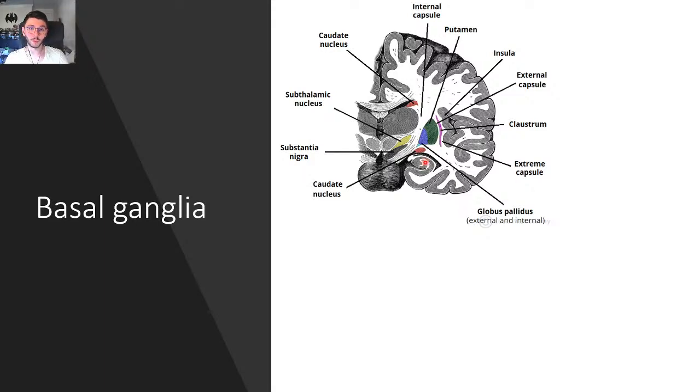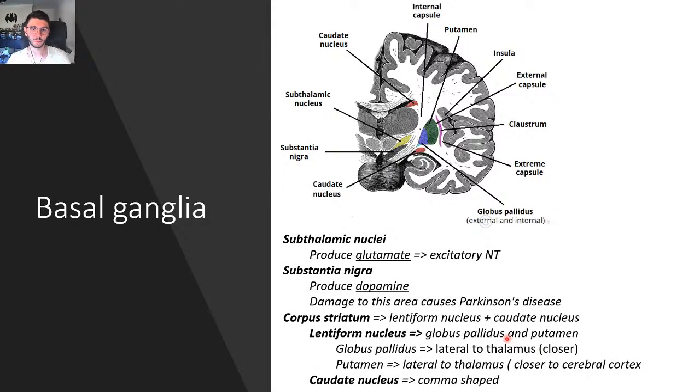Then we move on. We have something called the corpus striatum. So it's formed of two key things. It's formed of the lentiform nucleus, which has two parts, and the caudate nucleus. So the caudate, if you can believe me, is shaped like a comma. That's what they usually say. It's comma shaped, and it's usually at the bottom. And then we have our other components.